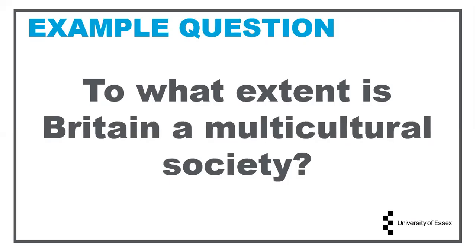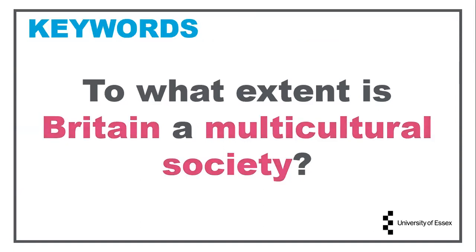So let's imagine this is our assignment question. To what extent is Britain a multicultural society? So what are the key words in this question? I would say that the keywords are Britain, multicultural and society. So you can see we've removed the unnecessary words like to and is, as well as extent and what. This leaves the keywords that will be used in our search.